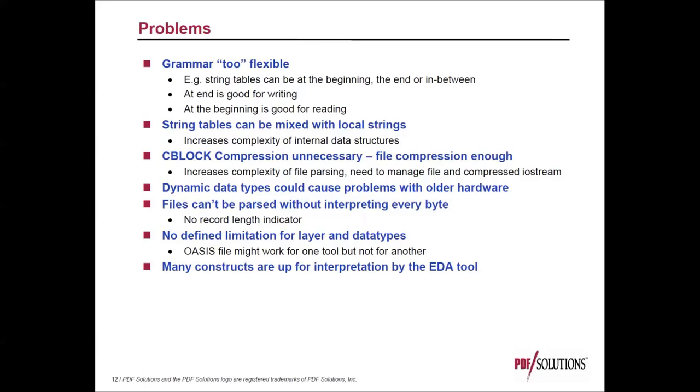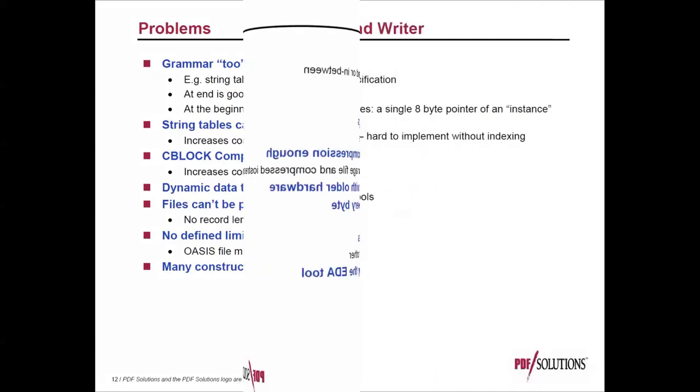There's clearly no definition of any limitation in OASIS in terms of how many layers or data types, so that's up for interpretation by the EDA tools. I think that's okay. And another thing is that many constructs... I think this comes on the next slide, so sorry.